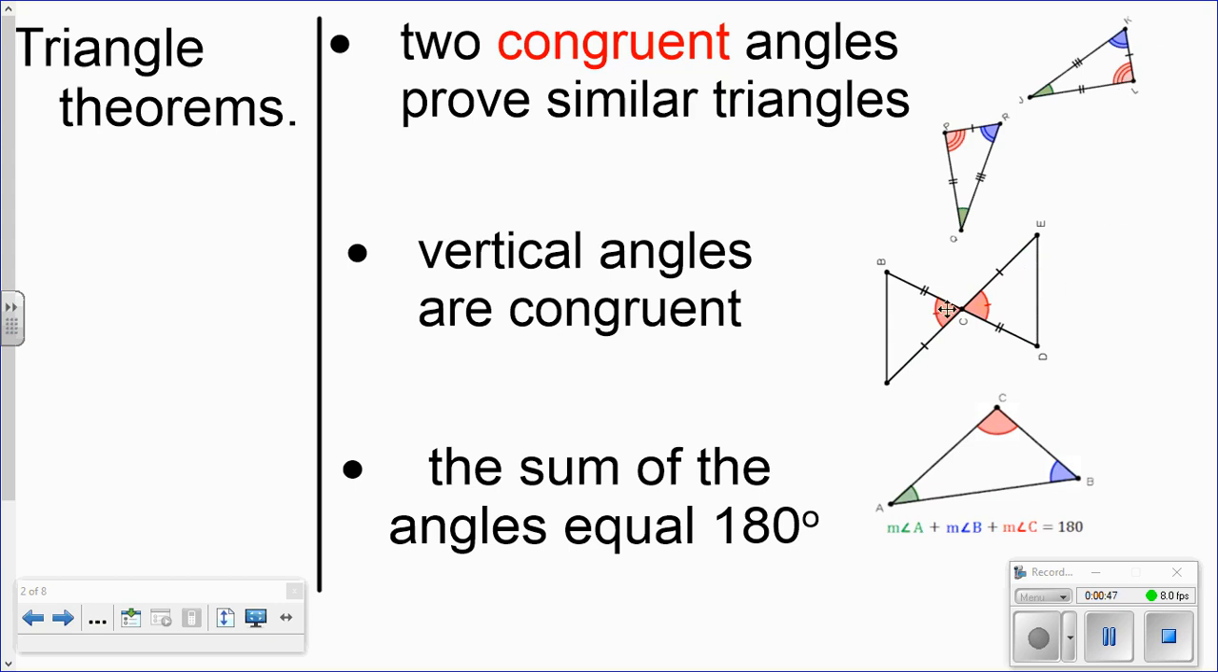Whenever two triangles create a V in here, these two angles across from each other are called vertical angles, and they are always congruent. And our third theorem says the sum of the angles equals 180 degrees. So in our triangle, angle A plus angle B plus angle C must equal 180 degrees.